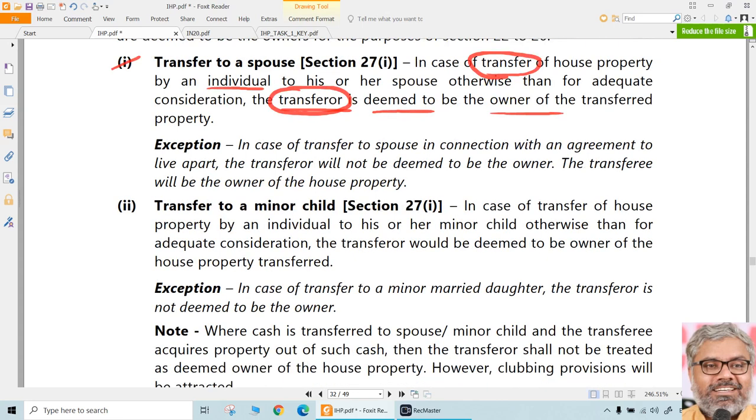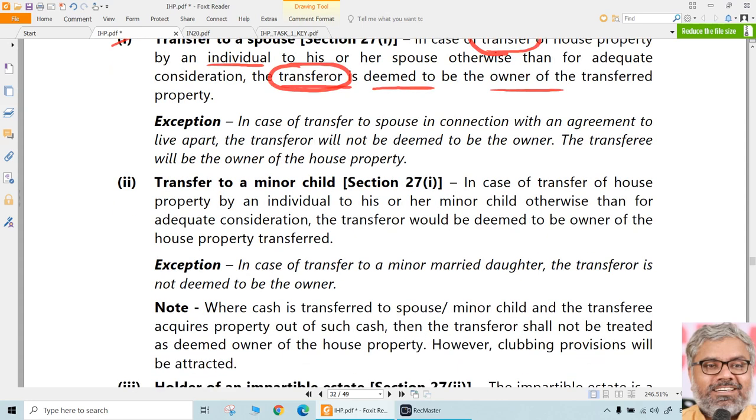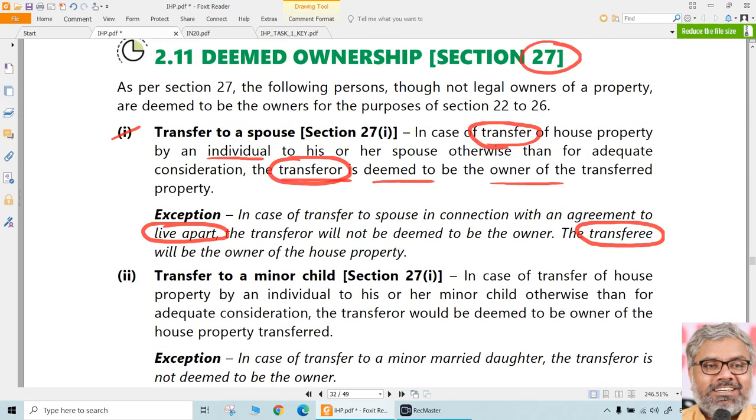But there is an exception here. What if there is a transfer to a spouse in connection with an agreement to live apart? If they are divorced or they have agreed to live apart, then this deeming provision does not apply. Then who will be the owner of the property? Transferee only will be the owner of the property. That's it. That is the case of transfer of a property to the spouse without adequate consideration.